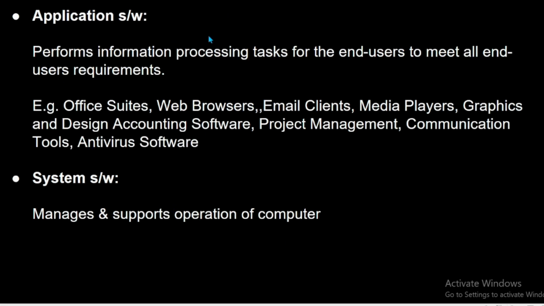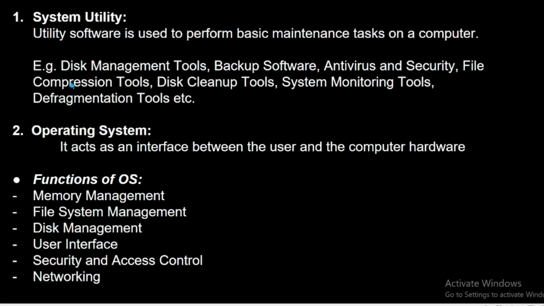The application software are programs which are used for the user tasks, and these are basically designed to meet all the end users' requirements. For example, MS Word, web browsers, accounting software, project management, media players are different examples of application software. Next is the system software. It helps to run the computer itself. It manages and supports the operation of the computer. This is further classified into two types, that is system utility and operating system.